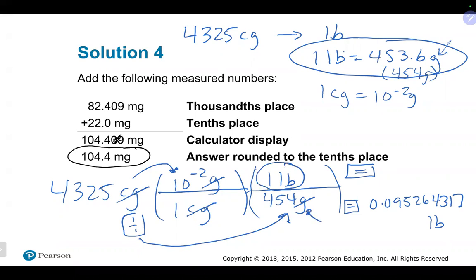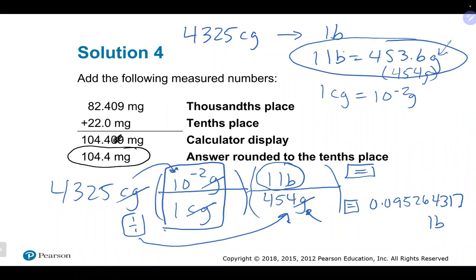And that number has how many significant figures? 3. Now, when we look at the conversion to the left of it, this is still an exact number in this case, right? And that's because it's metric to metric, so we don't have to worry about that one.